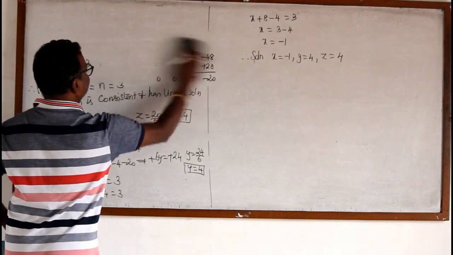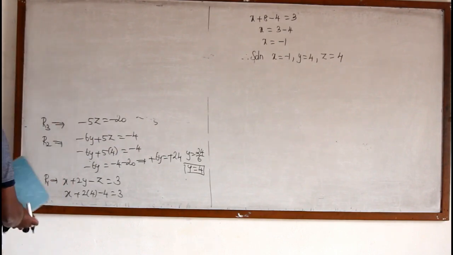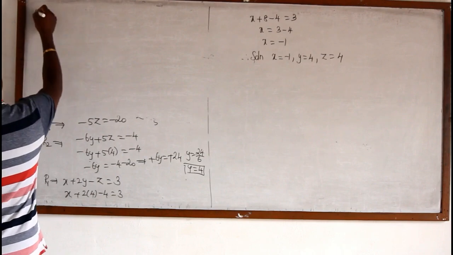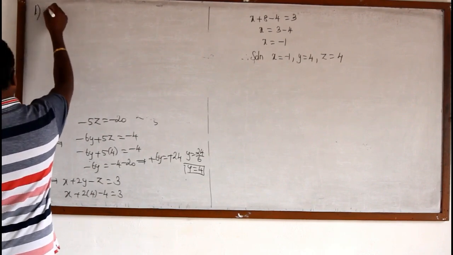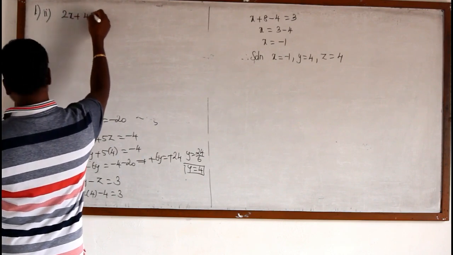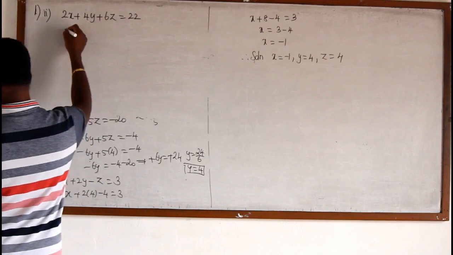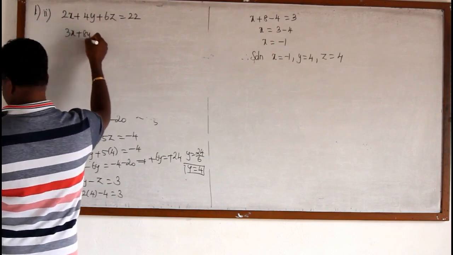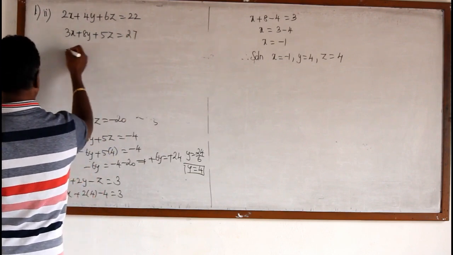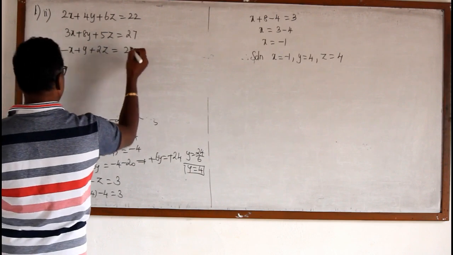Second problem. Number 1, second one. Plus 6z equal to 22. 3x plus 8y plus 5z equal to 27. Minus x plus y plus 2z equal to 2.